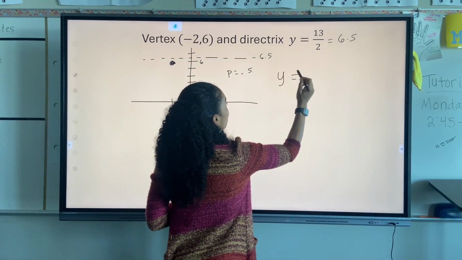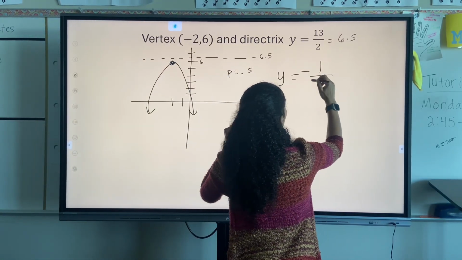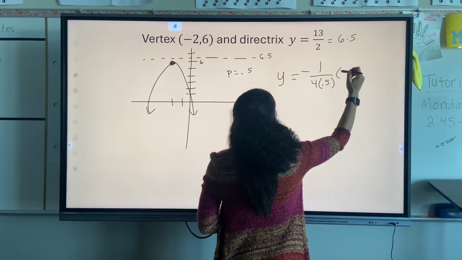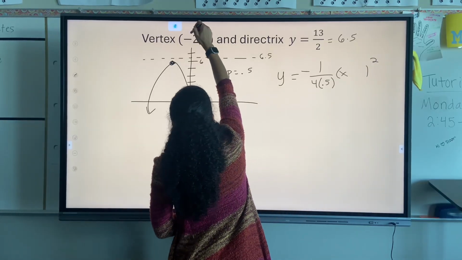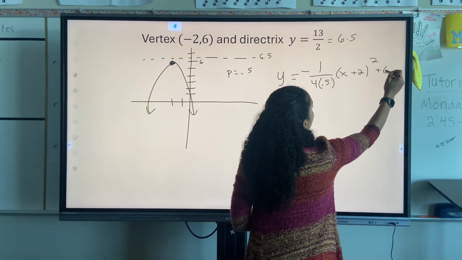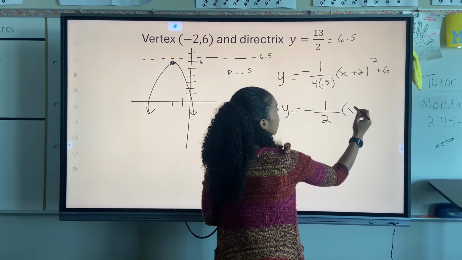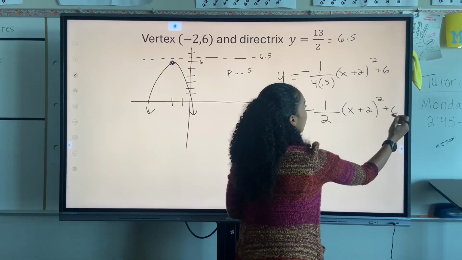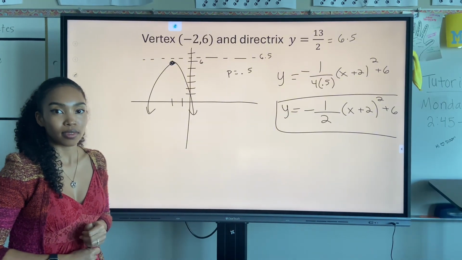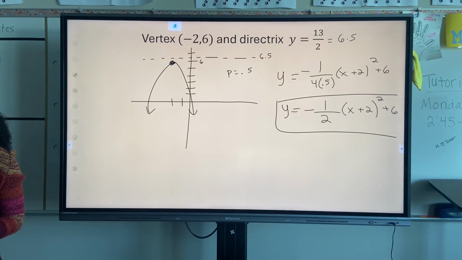So this is y equals, this is facing down because your directrix is always outside. So 1/4 times the p-value, 0.5. Your x value is a -2, so when it goes in here, it's a +2. And your y value is the +6. So your equation, 4 times 1/2 is 2. All right, this is the answer. It should look exactly the same. All right, if it's wrong, put an X. This is number 7.